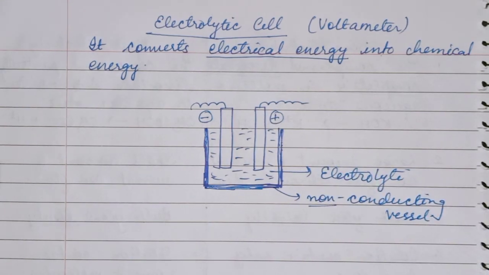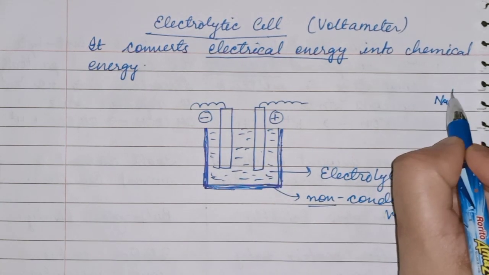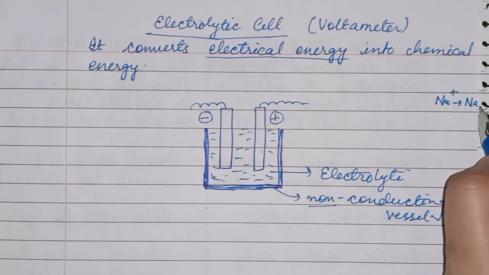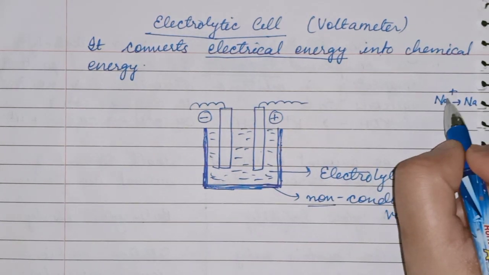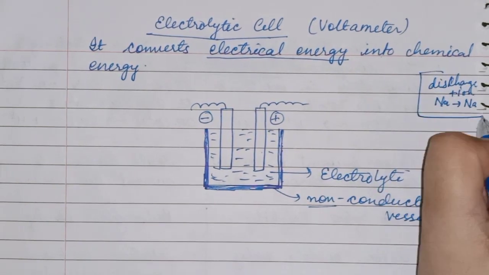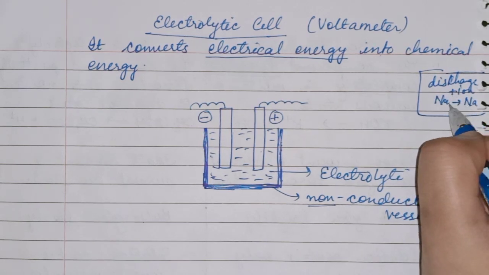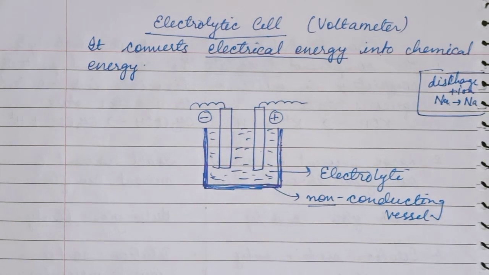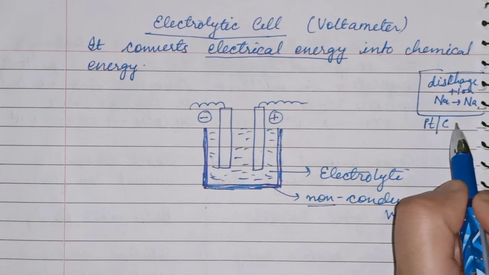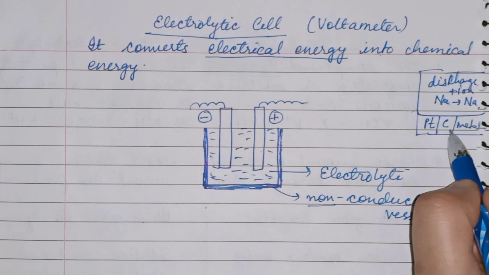The function of an electrode is that it will convert an ion into its atom, or you can say it will discharge the ion. Discharge means to remove the charge. So it will convert into Na, like that. The electrode is made up of platinum, carbon rod, or any metal.